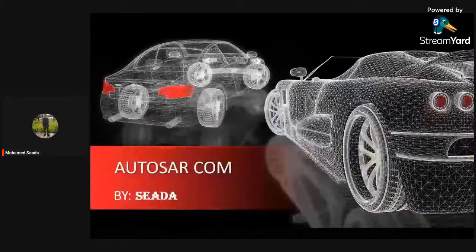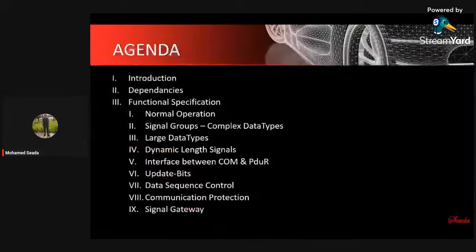So let's start. This is our agenda, which I hope we can finish. An introduction for the COM first of all, and then we're going to talk about the dependencies on the COM from other modules in the basic software. And then we're going to start with the functional specification. It's mentioned like this exactly in the SWS. This is my main reference here.